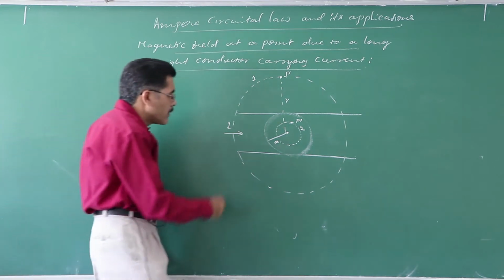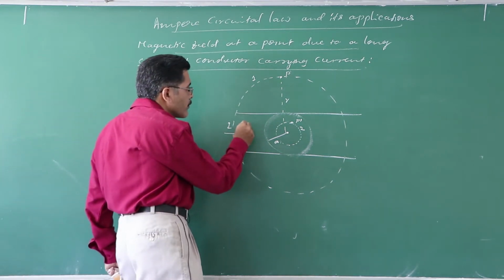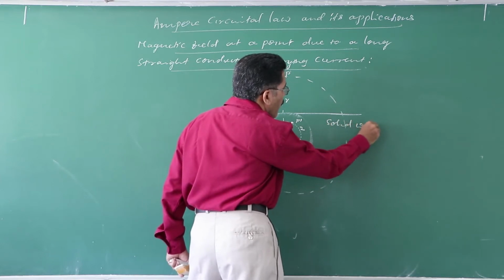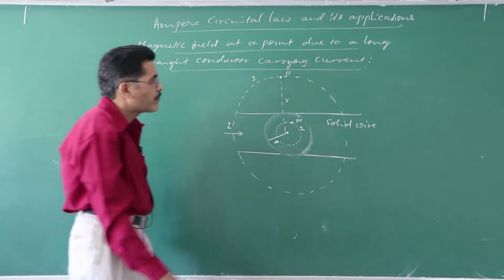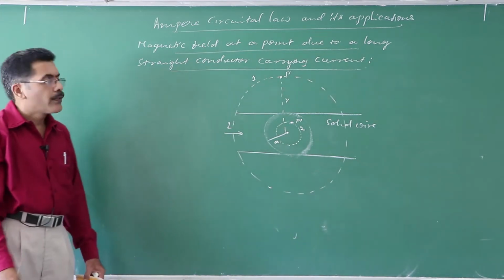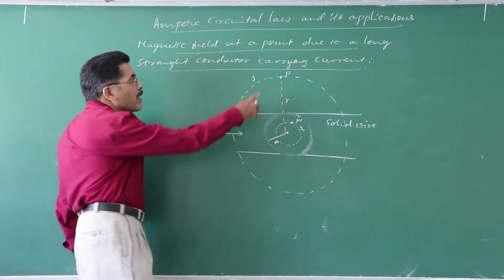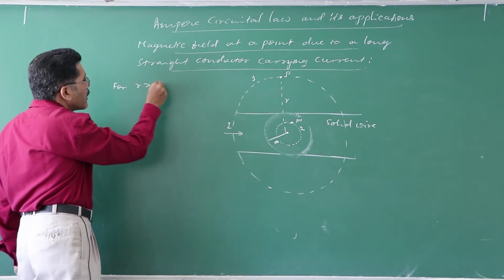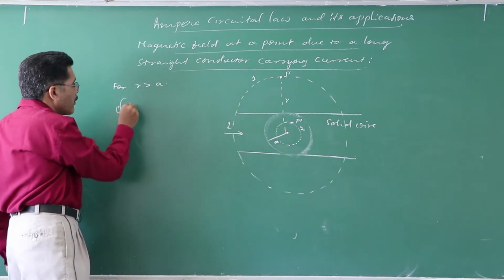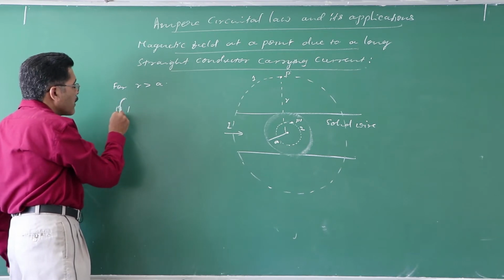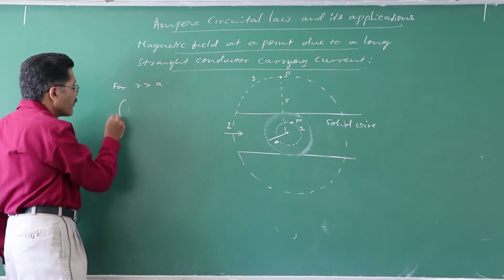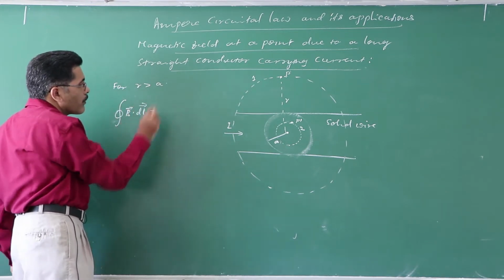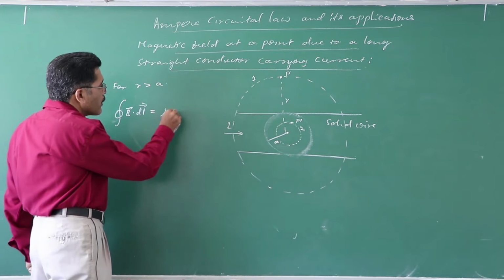Say this is a solid wire. What is the magnetic field at P for r greater than a? For r greater than a, the line integral of B dot dl is equal to mu naught into I.